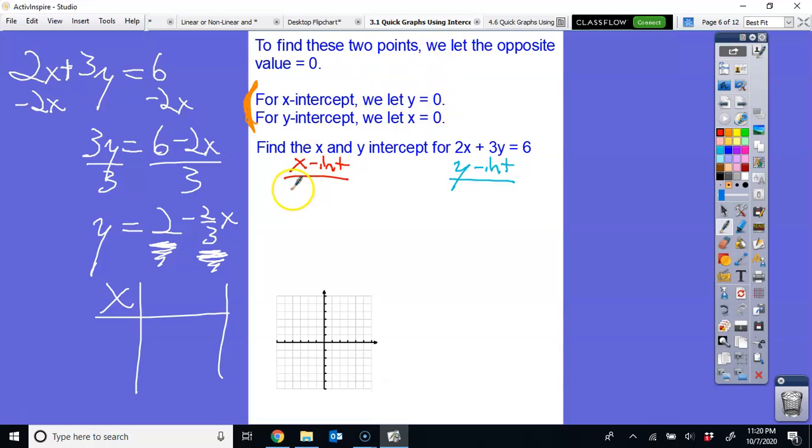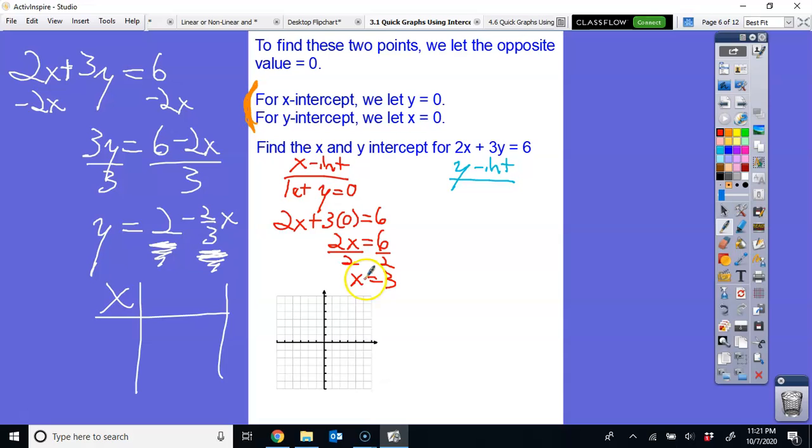To find the x-intercept, we let y equal 0. You could say plug in 0 for y, whatever. You are literally going to your equation and plugging in 0 where the y is. 3 times 0 is nothing, so that is 2x equals 6. What you're left with is a very simple equation: 2 times x equals 6. If you divide by 2, you get x is 3.